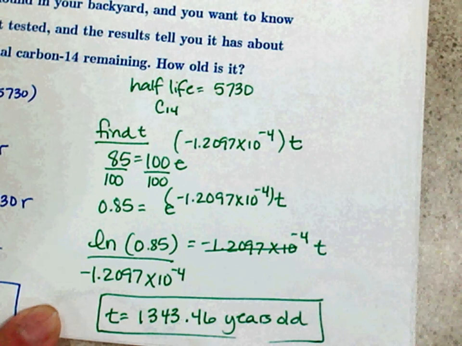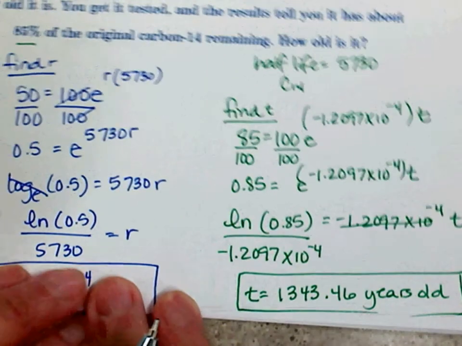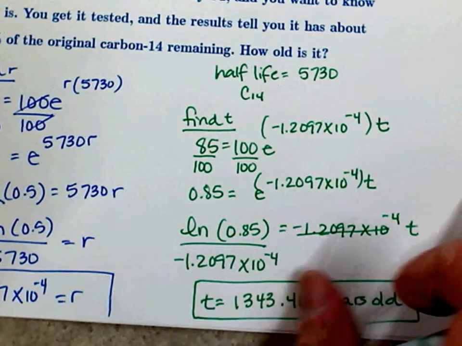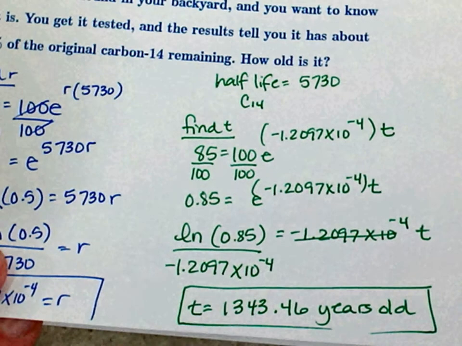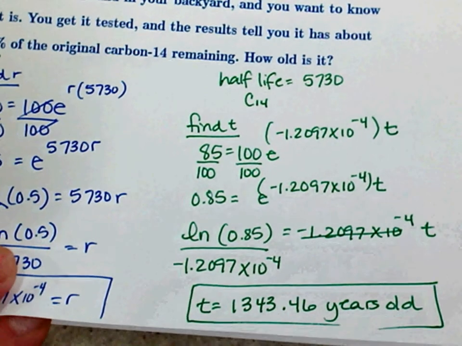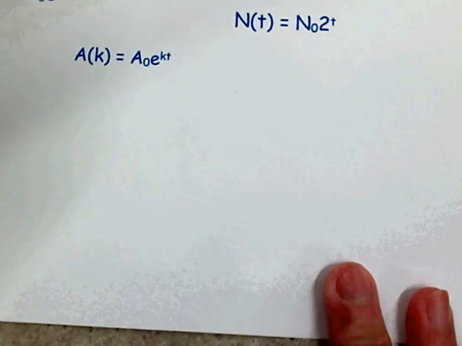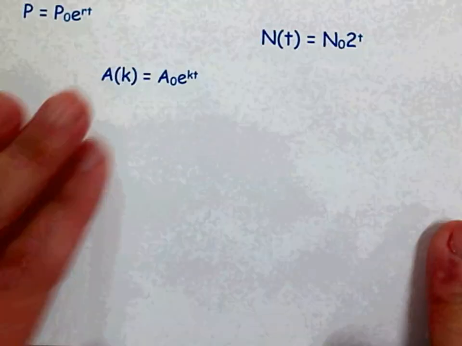So remember, find your r and then find your t. Okay? Two-step process. You find out the rate first before you can use it to help you find the time. All right. So here are some ways that you can use carbon dating.